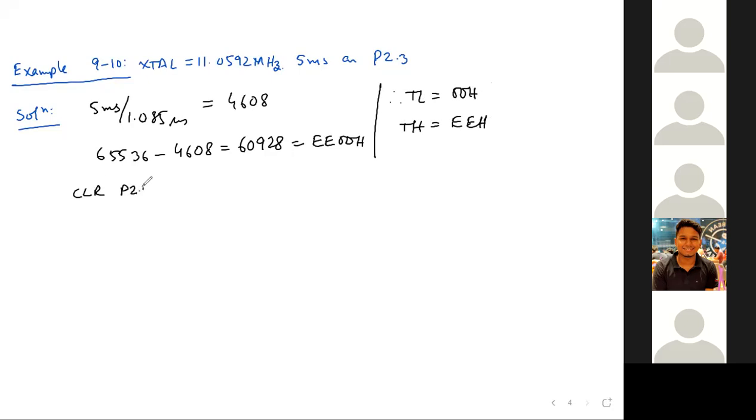So initially we clear this port. Of course, we need to load some value in TMOD. We need to specify which timer and which mode. So let's keep it simple.